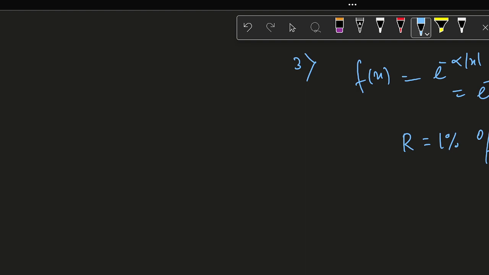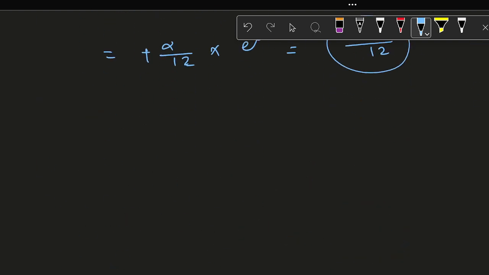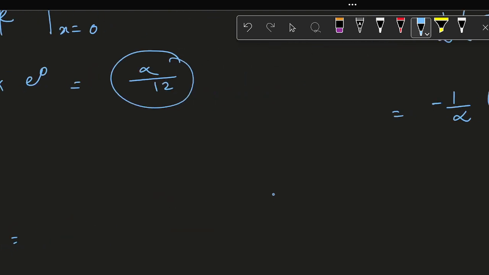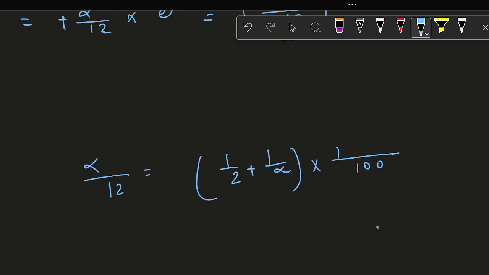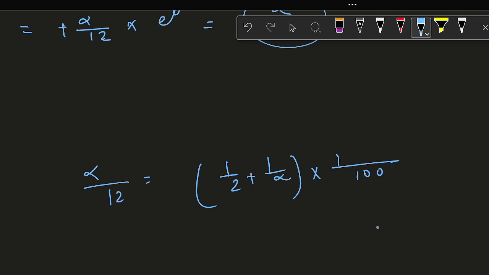Now the remainder r is given as minus 1 by 12 f prime of 0. Your f prime is the derivative of f(x), which is minus alpha e to the power of minus alpha x at x equal to 0, so r is plus alpha by 12 into e to the power 0, which is 1. So this is just alpha by 12. If that is the case, then your remainder alpha by 12 is taken as 1% of this whole thing, 1 by 2 plus 1 by alpha, so (1 by 2 plus 1 by alpha) into 1 by 100. This is your condition. Now you just have to solve the equation for alpha, nothing else.